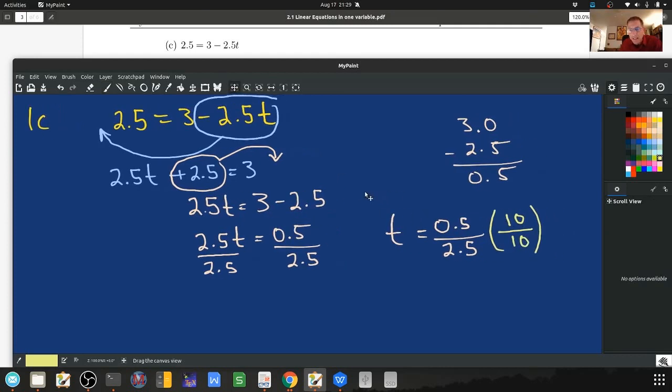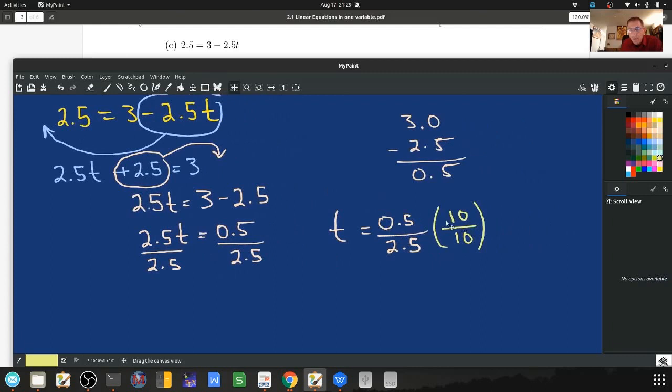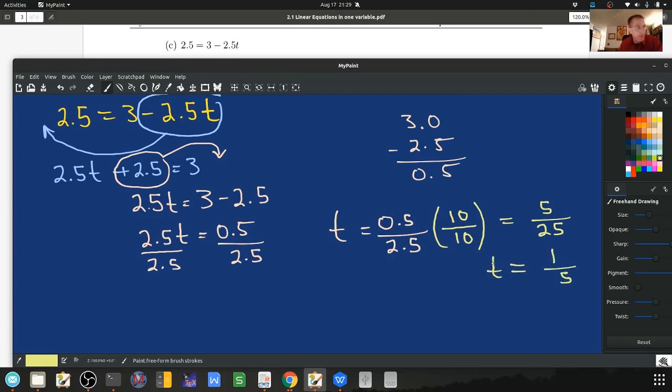divided by 10. And 0.5 times 10 is equal to 5. I just moved the decimal place over 1 to the right, the same number of zeros as 10 has, and then I move the decimal place in 2.5 one to the right. So t is equal to 5 divided by 25, and that simplifies to 1/5. And that's our answer for that question.